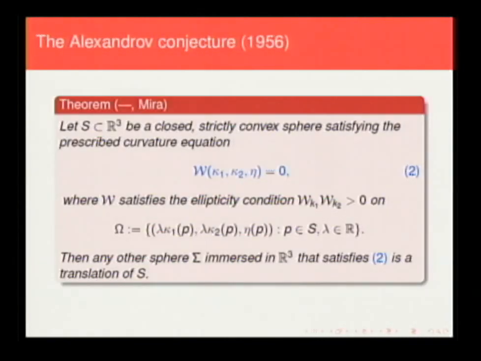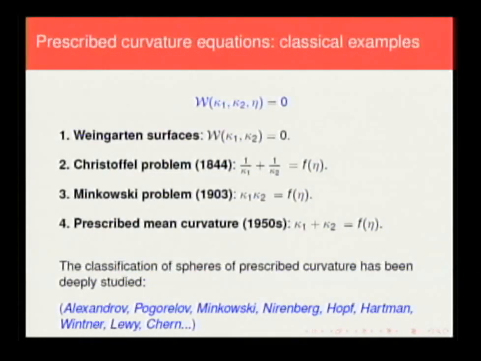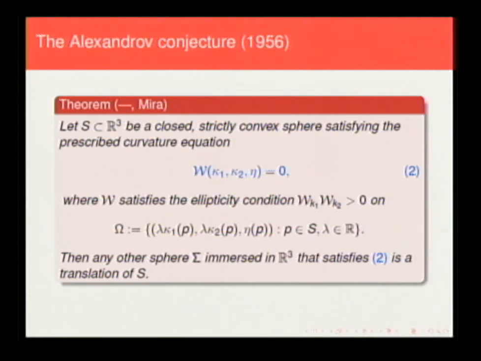And Alexandrov conjectured that this equation, in the general case, has at most one solution. In fact, we solve the conjecture, and I'm going to explain, and say the following. Assume that we have a surface S, an ovaloid, satisfying the prescribed curvature equation W equal to 0, where here W is not elliptic in general, but it is necessary that it is elliptic in a certain region. The region depends on the principal curvatures of the surface S.